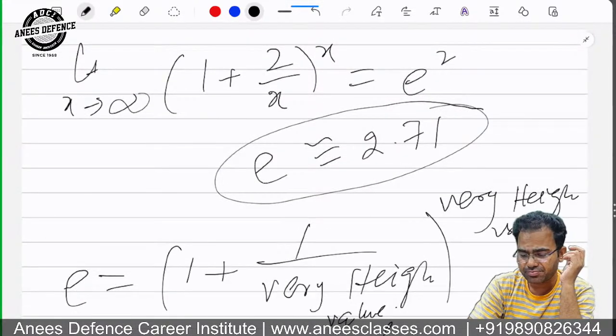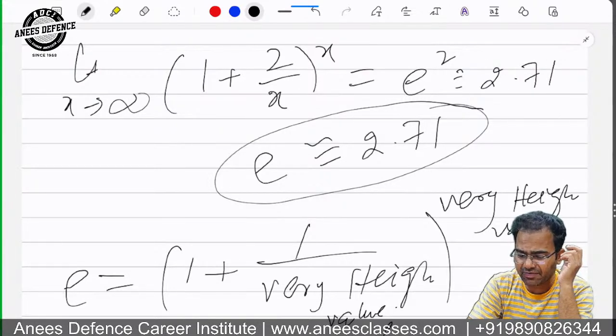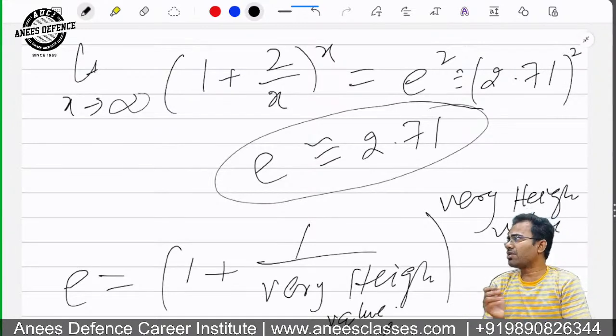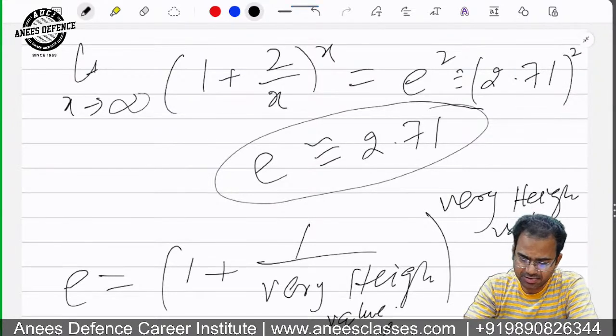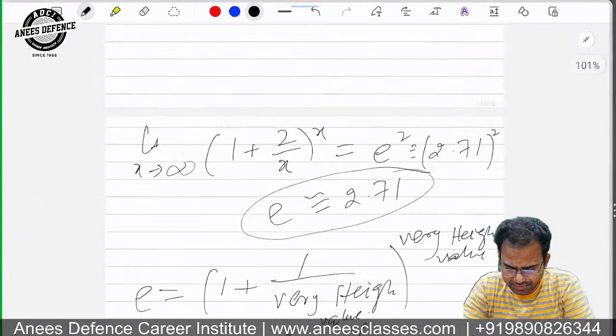Okay, so that means approximately equal to 2.71 square. Have you understood this, students? Tell me.